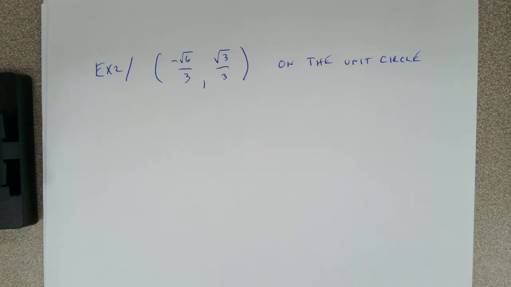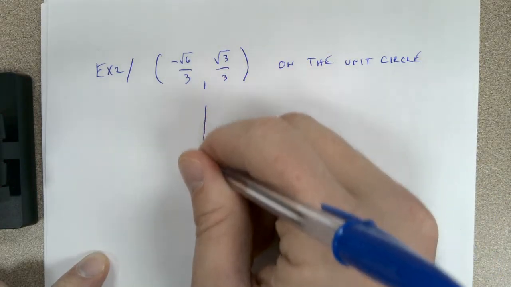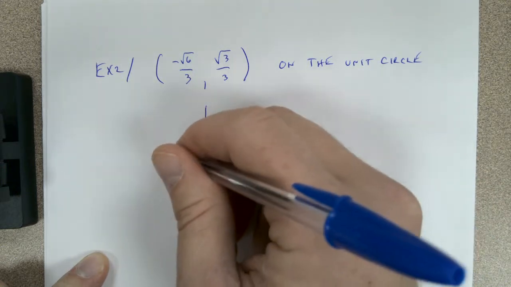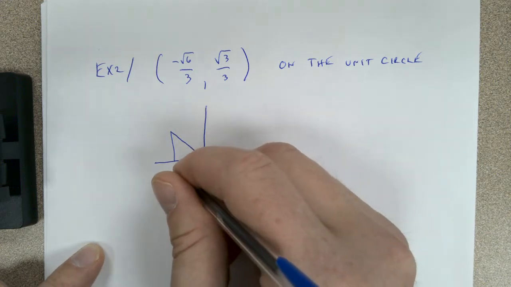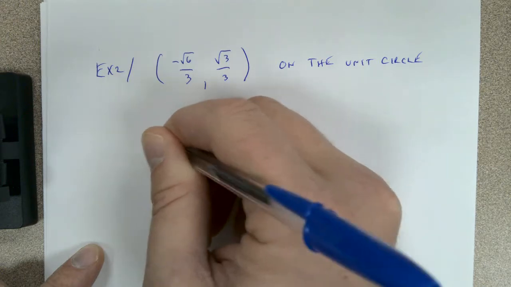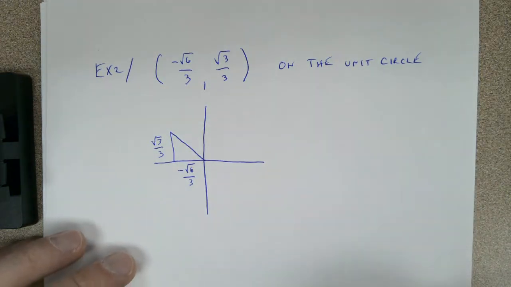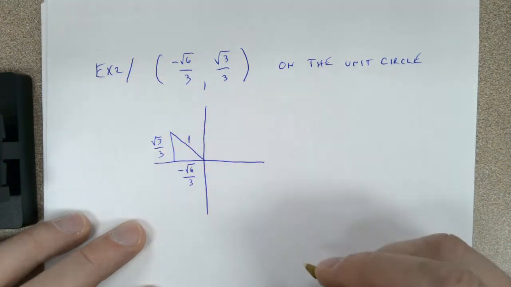Okay, let's go ahead and take a look at example 2. Again, on this one, we're going to assume that the point is on the unit circle. Now I'm going to draw my picture here. I know that x is negative and my y value is positive, so that's going to put me in the second quadrant. So negative radical 6 over 3 and radical 3 over 3 are my values there on my triangle. And again, we're assuming it's on the unit circle, so my radius is going to be 1.